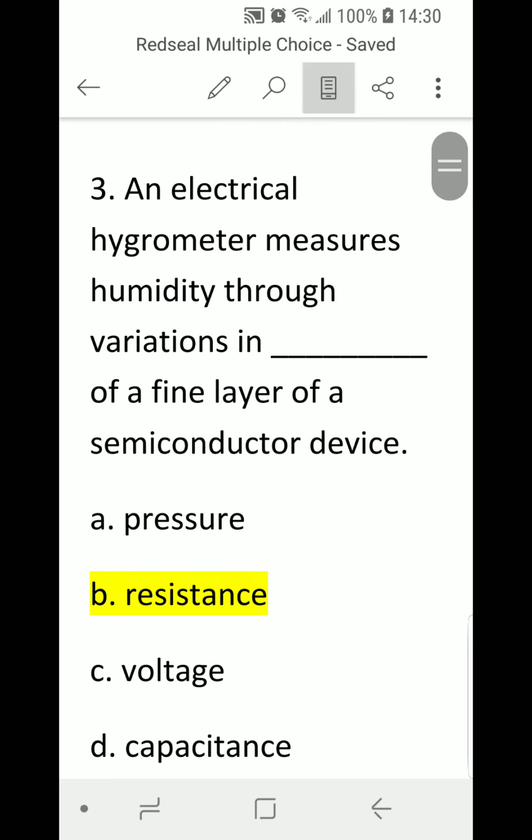Number 3. An electrical hygrometer measures humidity through variations in blank of a fine layer of a semiconductor device. A. Pressure. B. Resistance. C. Voltage. Or D. Capacitance. Correct answer is B. Resistance.